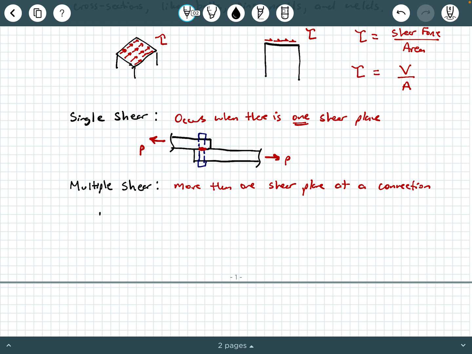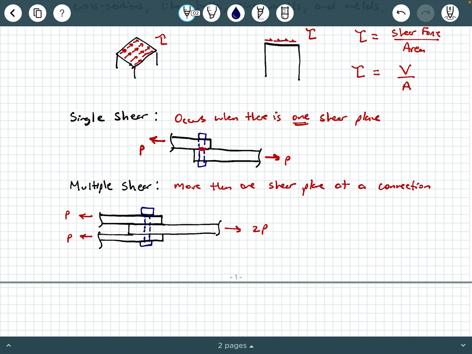So let's draw a figure of an example of double shear. Let's say that we have three plates like this that are connected. There's a force P here, a force P here, and then for this to be in equilibrium, of course, this would have to be 2P. And let's say that we have this bolt that is passing through.